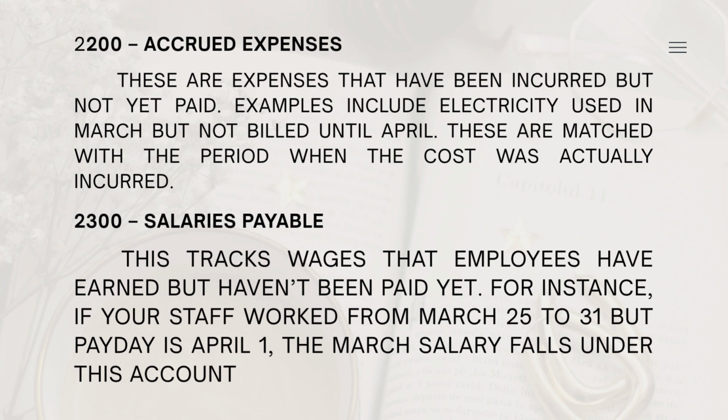2200, accrued expenses. These are expenses that have been incurred but not yet paid. Examples include electricity used in March but not billed until April. These are matched with the period when the cost was actually incurred. 2300, salaries payable. This tracks wages that employees have earned but haven't been paid yet. For instance, if your staff worked from March 25th to 31st, but payday is April 1st, the March salary falls under this account.